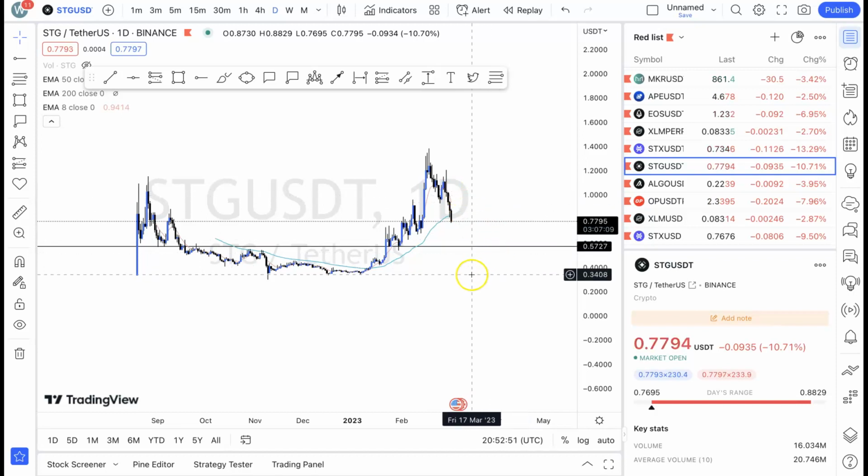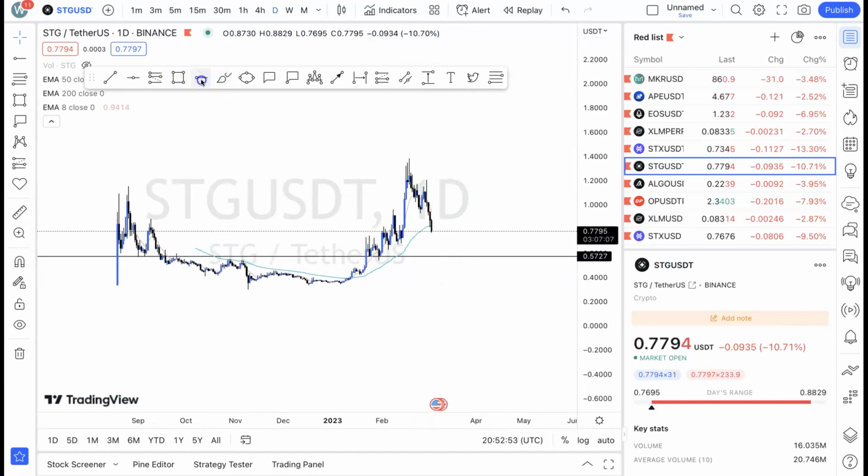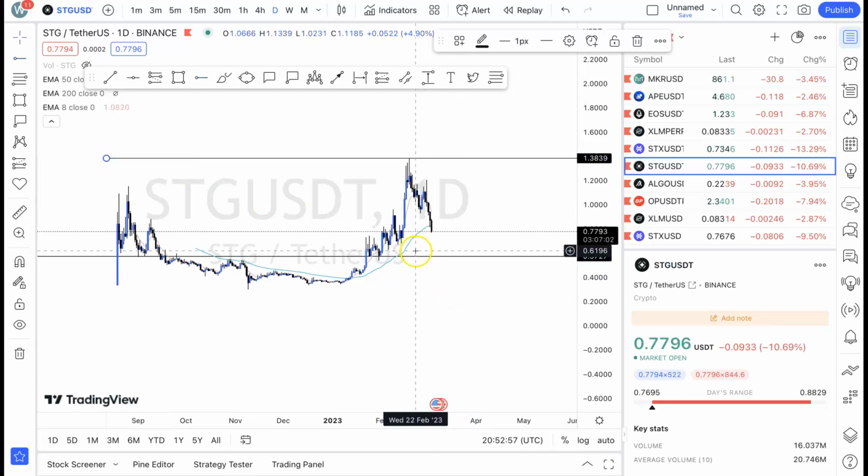Okay, so what can I say? What is the chart showing me? We've had a high there, so it looks to me like price is coming into this zone, this 0.57 level. This whole area would be an interesting level to look out for longs.